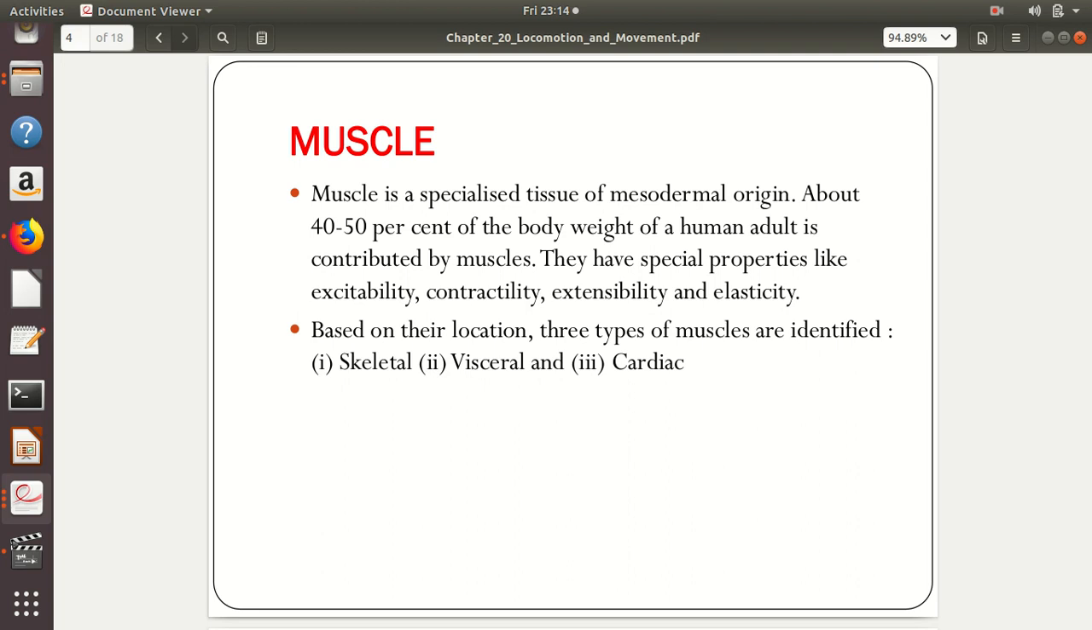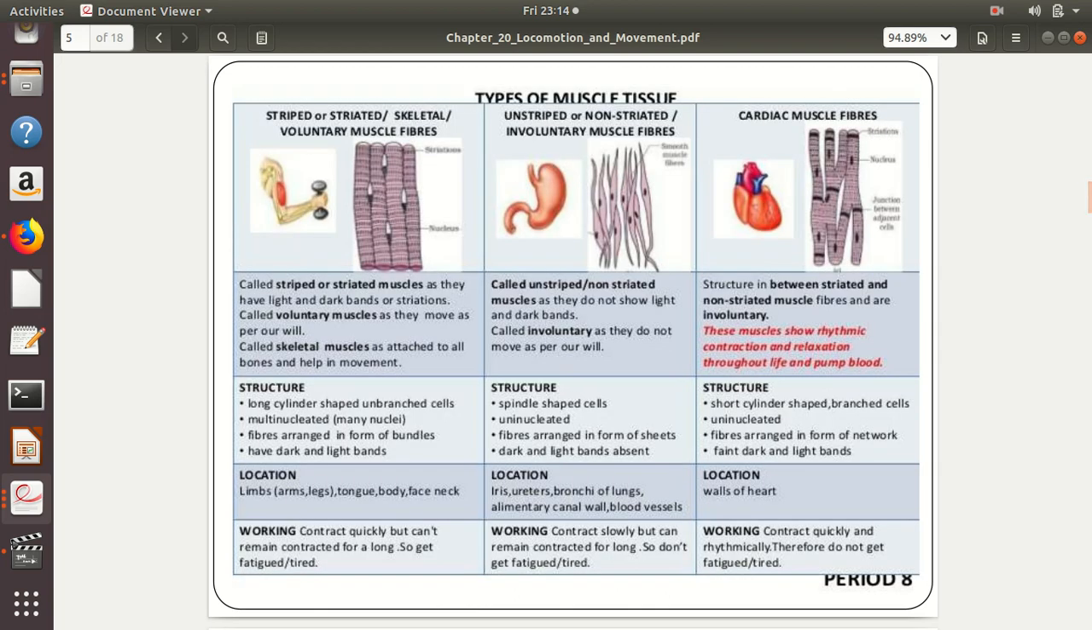Based on their location, muscles are of three types: skeletal muscles, visceral muscles and cardiac muscles. Skeletal muscles are also called voluntary muscles; you can remember the biceps. They are also called striped or striated muscles because they have light and dark bands or striations. They are called voluntary muscles as they move as per our will. They are called skeletal muscles as they are attached to the bones and help in movement.